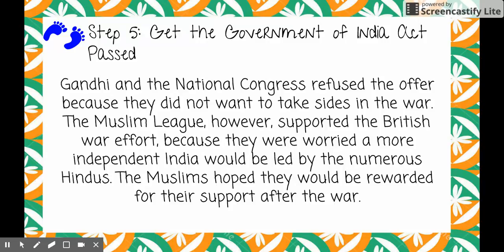The Muslim League, however, the Muslim group of Indians, supported the British war effort because they were worried a more independent India would be led by the numerous Hindus. So in their thinking, they would be rewarded for their support after the war, even if they were the minority. There was a smaller group of Muslims, there were more Hindus, and the Muslims were thinking, okay, when we get independence, it's definitely going to be the Hindu people in charge because there's more of them. If we get on the good side of the British, we could have more power.